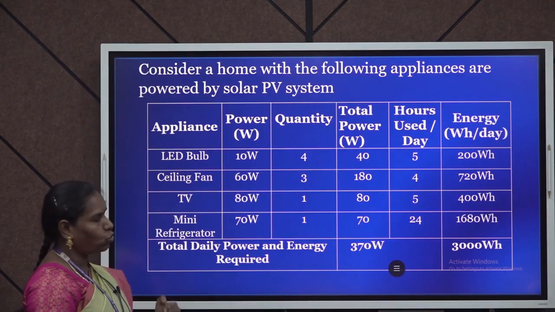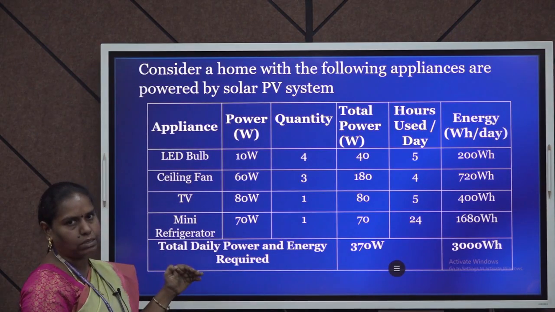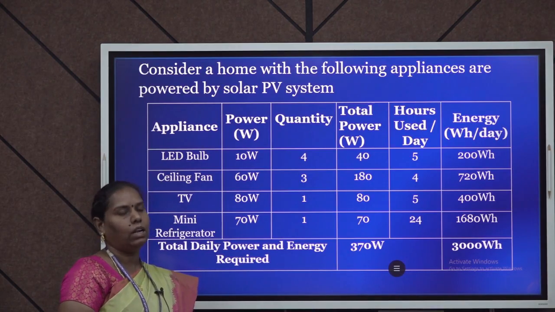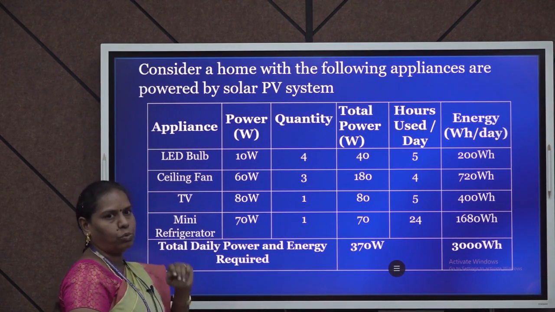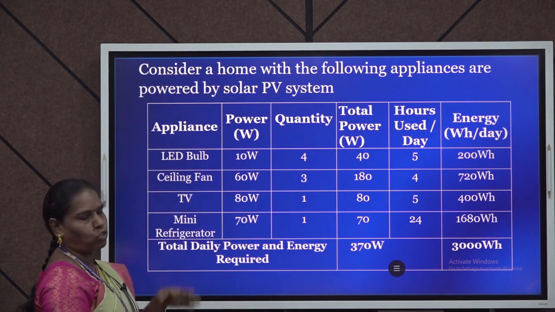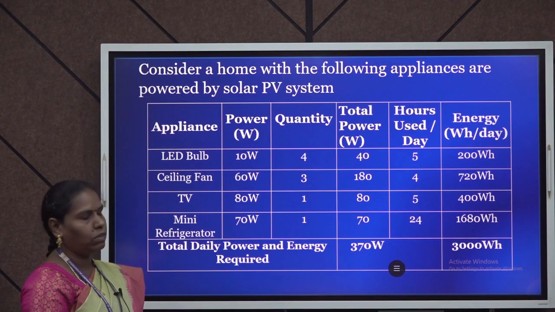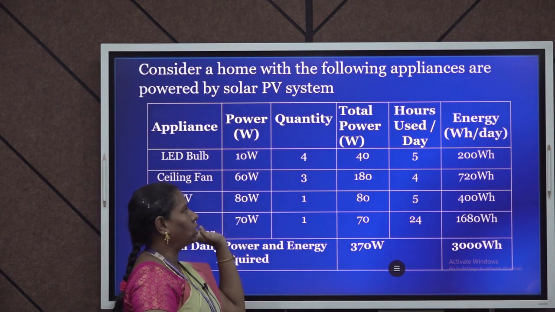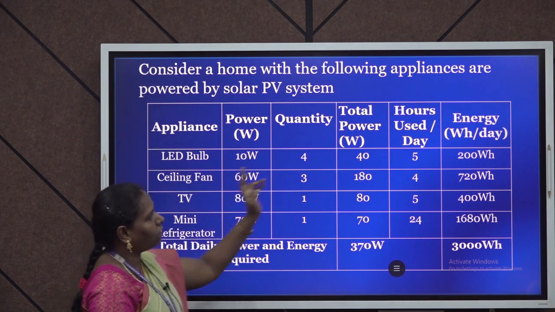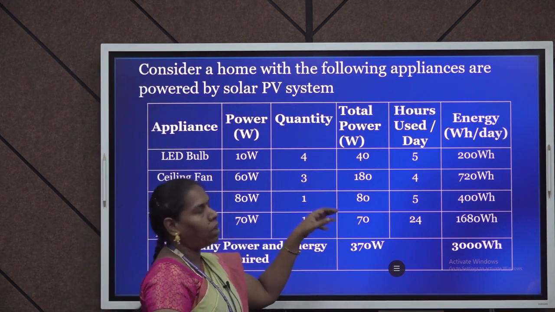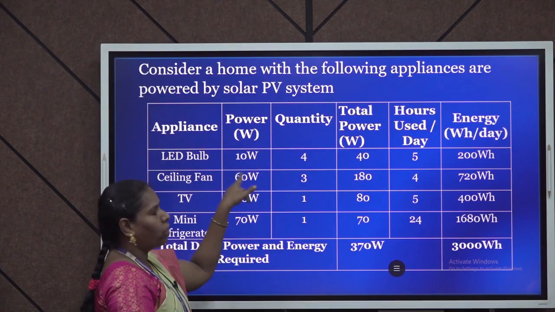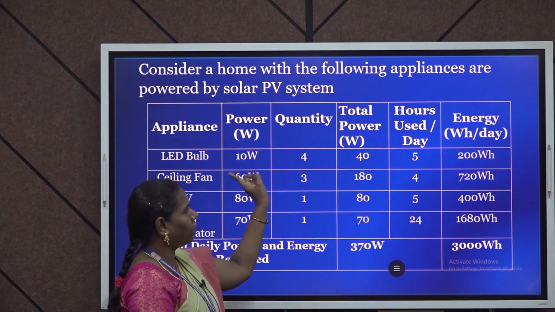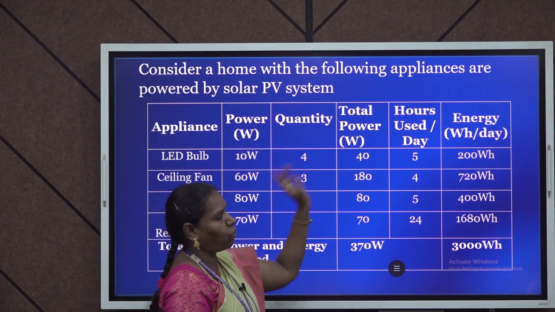Once we have mentioned the name of the appliances and their power rating, we have to consider the quantity. That is, how many LED bulbs have to be operated or how many ceiling fans have to be operated with the help of the solar PV system. In the next column we mention the quantity of each load, and then in the next column we find the total power. The total power for an individual appliance is power rating into quantity. So, 10 watts into 4 is 40 watts.